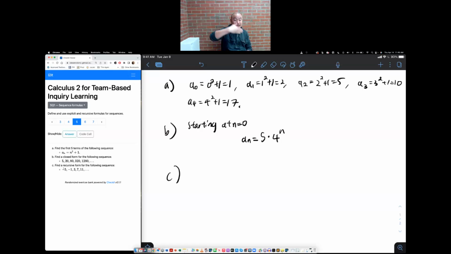This suggests a recursion relation where each term is 4 greater than the previous term. Then the starting point of the sequence is -5, so I need to say that. Again, I'm starting with 0, but you can start with 1 or whatever you choose. This recursion says A0 is -5, A1 would be 4 plus -5, which would be -1, A2 will be 4 plus -1, which will be 3, and so on.